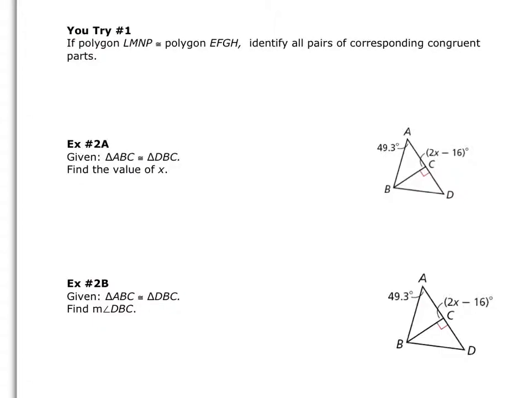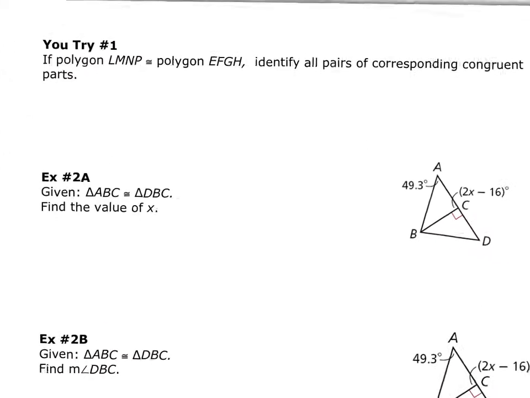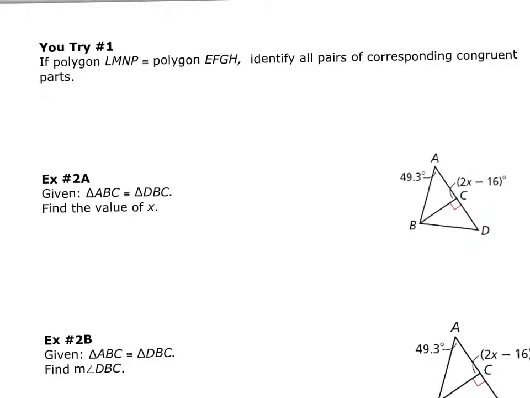On this page, I would like you to go ahead and look at Try It number 1. You're going to be comparing these two polygons, LMNP and EFGH, and I would like you to identify all the pairs of corresponding congruent parts. You should have 4 angles and 4 sides.